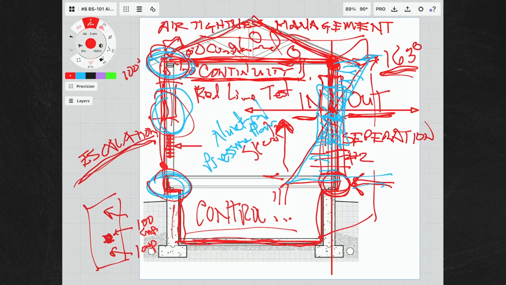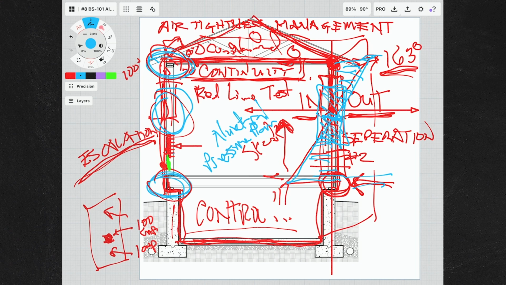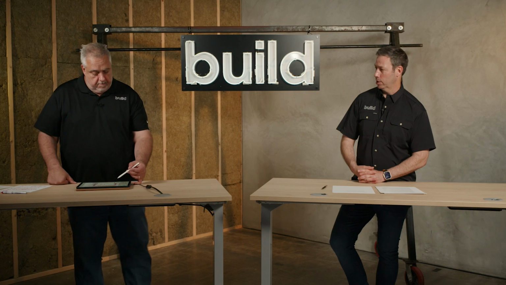Now, if I'm in Minnesota, somewhere out here, let me switch colors here. Somewhere out here, I might find a cold surface. What happens with nice, warm, moist air hitting a cold surface? Changes the water. And guess what? Our air tightness neglect has now become a water management problem. All right, the backside of that sheathing. The backside of the sheathing is raining.